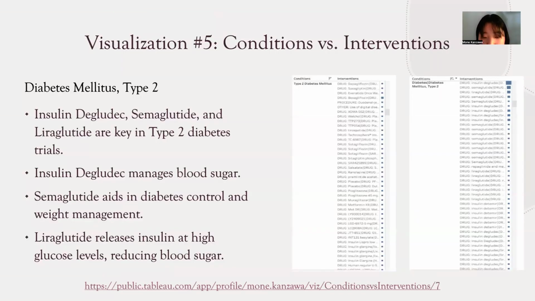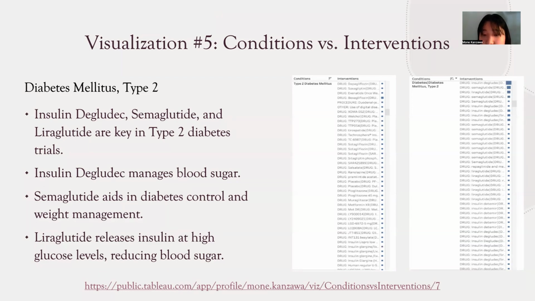Condition versus interventions. This graph provides an overview of the different types of intervention used in various conditions. This time we will delve into a condition that has been researched the most among the others. The interventions listed are various drugs used in the clinical trials. The most commonly used intervention methods are insulin degludec, semaglutide, and liraglutide.